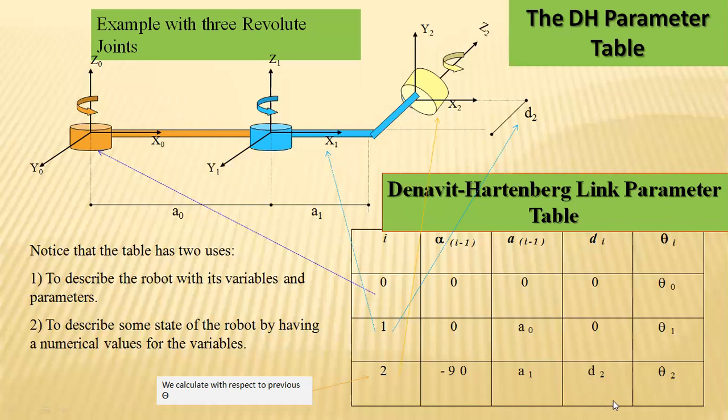Hence this D2 here clearly specifies the shifted distance, that is D2.